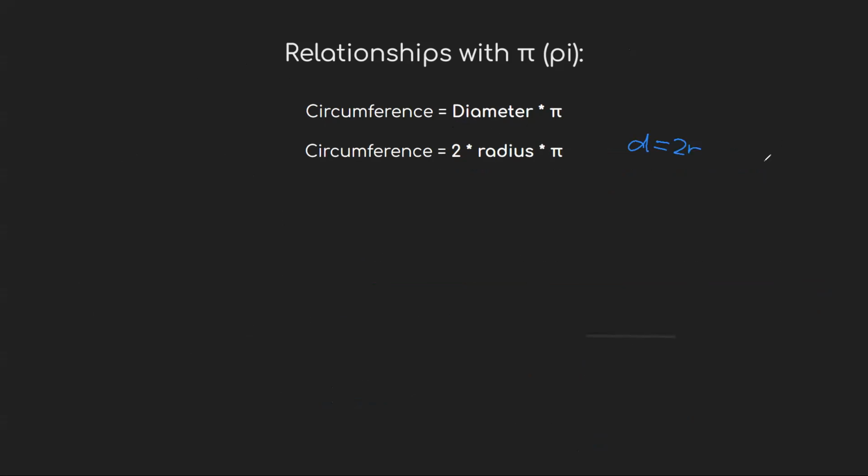We have a couple relationships that we see with pi. Number 1, what I just explored: the circumference is the diameter times pi, right? Pretty self-explanatory. Now, we also know that the diameter is 2 times the radius. Remember, d equals 2r, right? Because in a circle, given 1 radius, if we project this radius onto the other side, then this whole thing is a diameter. So replacing the diameter with 2 radius, we get the circumference is 2 times the radius times pi.